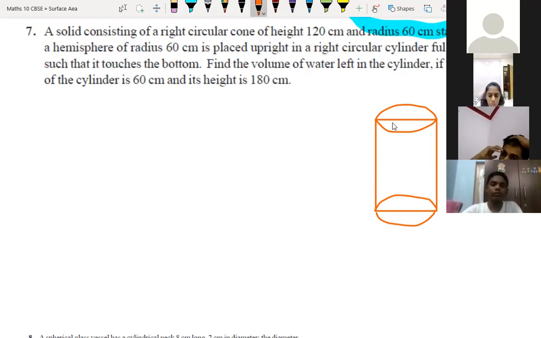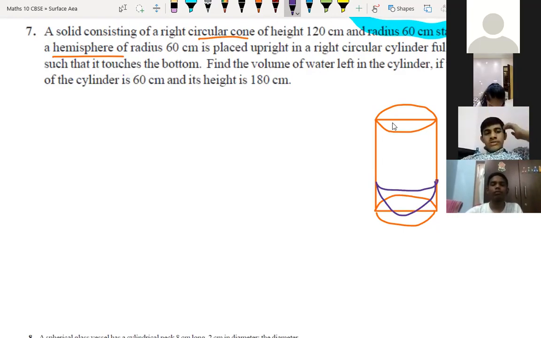What things are coming? One is a cone, standing on a hemisphere, placed upright in the right cylinder. So the hemisphere is inside the cylinder only, right, children? One hemisphere is there, then on that hemisphere the cone is there, right? Yes, sir.